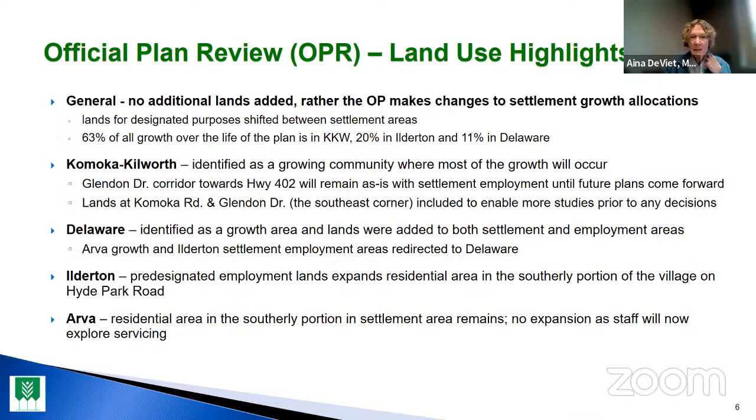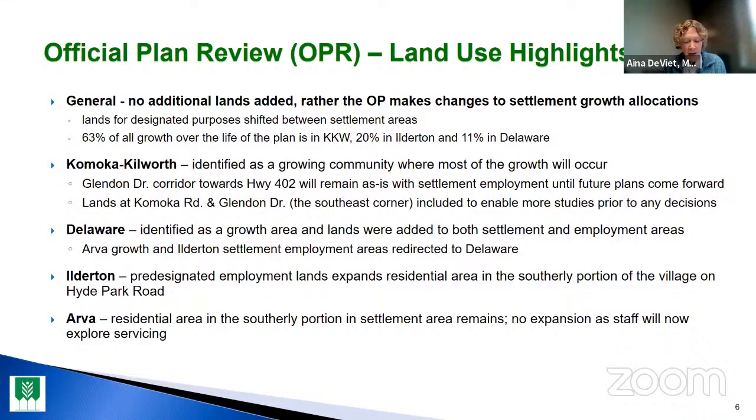Now, I'm just going to give a very high level sort of general overview on how land is going to be used in our community. The document itself is quite thick. There's a lot of detail in there, but I think this will give you an idea of what the thrust of the project was and how it landed for our communities.